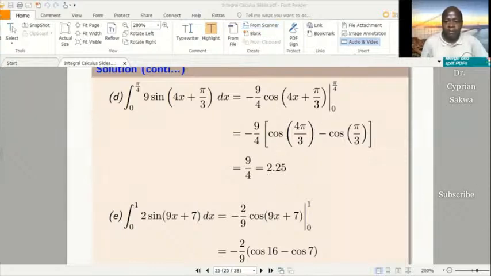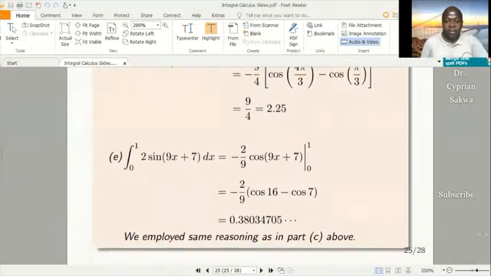What about this other example? Again, we are avoiding so many steps as we do this. We remember that the coefficient of x is 9, and we have this 2, so it will be 2 over 9, and then the integral of the negative cos, and then put this 9x plus 7. If it were an indefinite integral, we would have added a constant of integration, but this is a definite integral, so there's no need of that constant. So this is what I got.